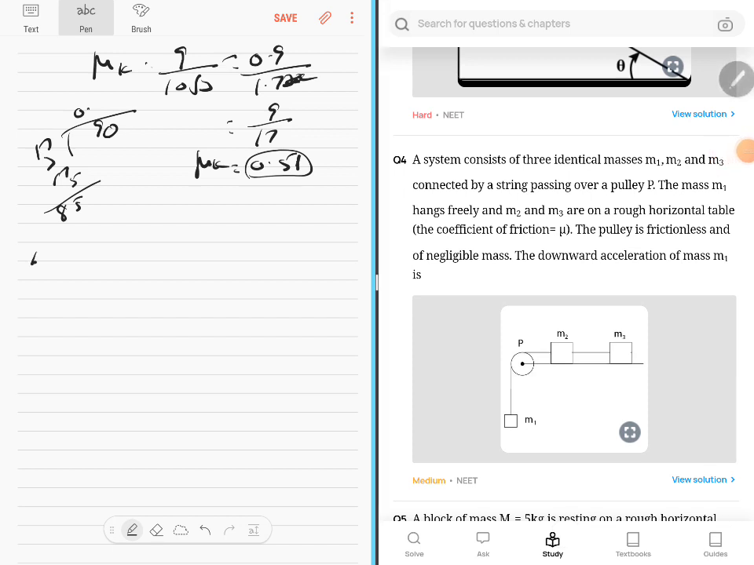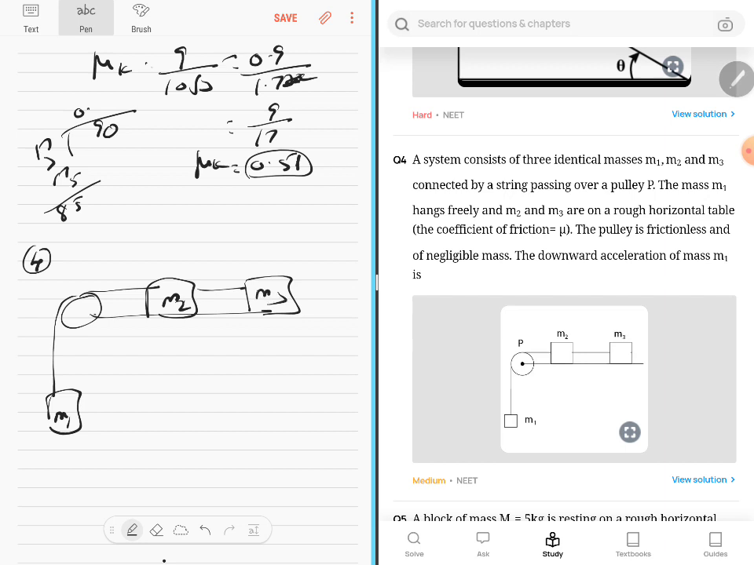The fourth question in here: a system consists of 3 identical masses. So there's a mass m1 here, a mass m2 and a mass m3, and there's a table here. A system consists of 3 identical masses m1, m2, m3 connected by means of a string passing over a pulley. The mass m1 hangs freely, and m2 and m3 are on a rough horizontal table with coefficient of friction μ.